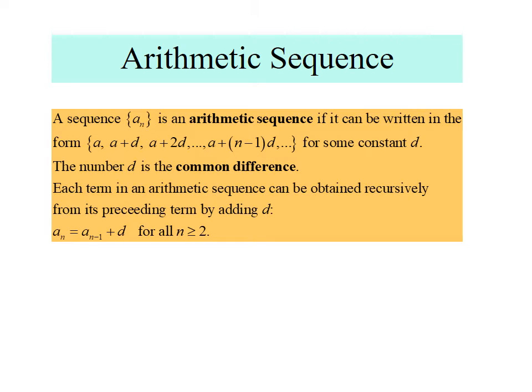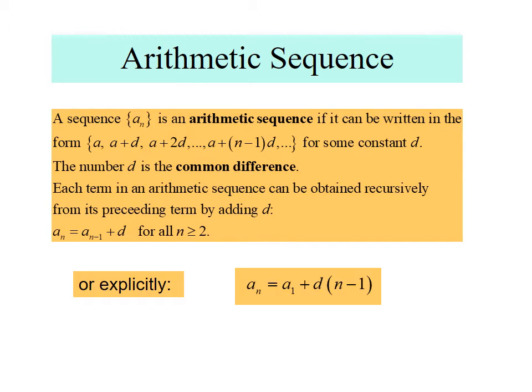Each term in an arithmetic sequence can be obtained recursively from its preceding term by adding d. That means a_n is equal to a_(n minus 1), which is the preceding term, plus the common difference d, for all n greater than or equal to 2. Or explicitly, we can define a_n is equal to a1 plus d times (n minus 1).